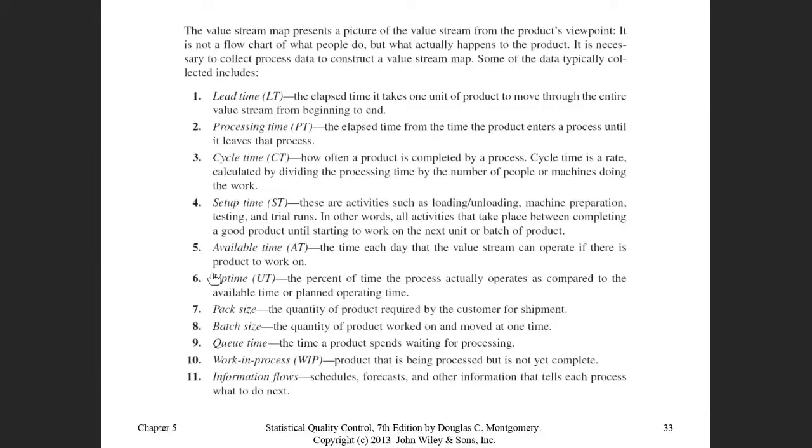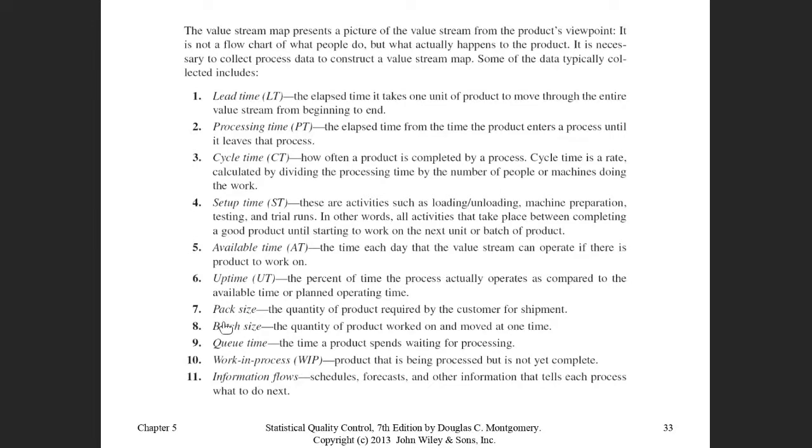Sometimes you have a planned availability time, but then you have uptime that is more than what you planned. For example, in season, when you are planning and there is extra demand for a product, then you have uptime calculated. Or sometimes you have some delays, which cause you to have extra working time, so that is considered to be the uptime. The pack size is the quantity of products required by the customers for shipment, that needs to be shipped to the customers.